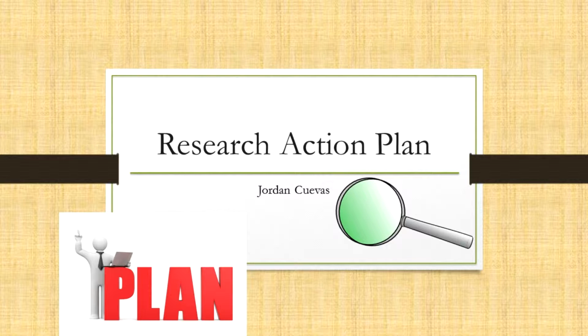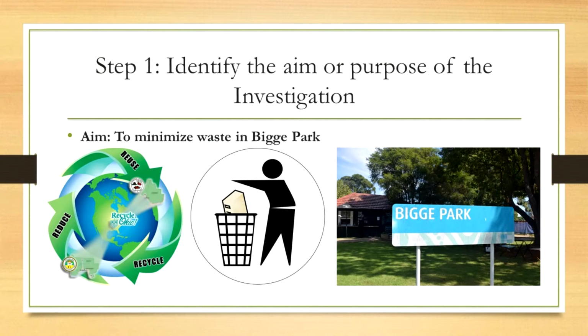Yes, this is a great action plan I've developed for Biggie Park, and let's see how it goes. Step 1. Identify the aim or purpose of the investigation. So my aim is to minimize waste in Biggie Park. I feel this is a good one because there's a lot of waste in public areas and we have to see how we can maintain it by waste management, and yeah, this is a good one for Biggie Park.